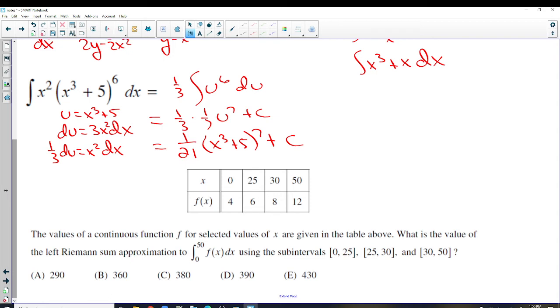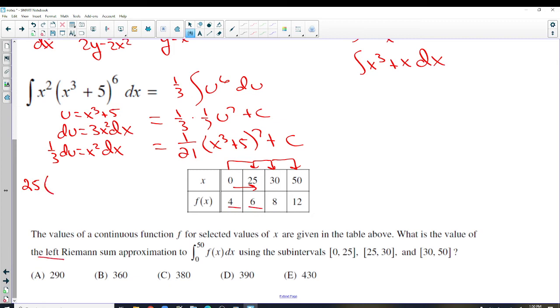This is pretty straightforward. Riemann sums, but I thought, well, let's look at it one more time. Values of a continuous function f for selected values of x are given in the table above. What is the value of the left Riemann sum approximation using the subintervals? And they show you the subintervals. Well, we have 3 subintervals, 1, 2, and 3. Now 0 to 25 is 25. But then the height is either going to be 4 or 6.